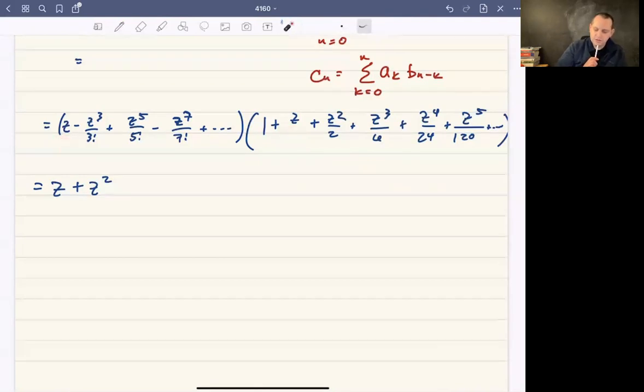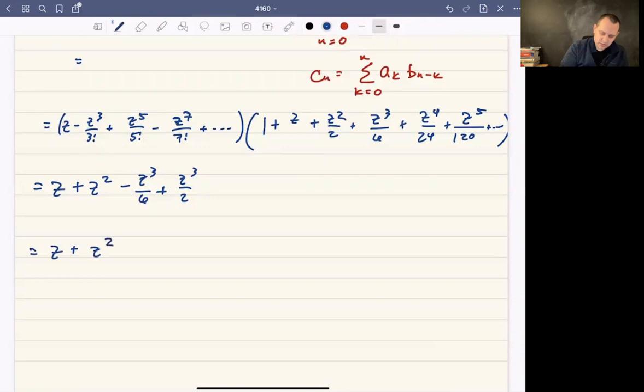And then there's two ways that we can get a z cubed term. We can get z cubed here times 1, or we can get z squared times z. So we're going to get a minus z cubed over 6, plus z cubed over 2. And then let's see, 1/2 minus 1/6 is 3/6 minus 1/6. That's 2/6. So that's 1/3. So that's z plus z squared plus 1/3 z cubed.